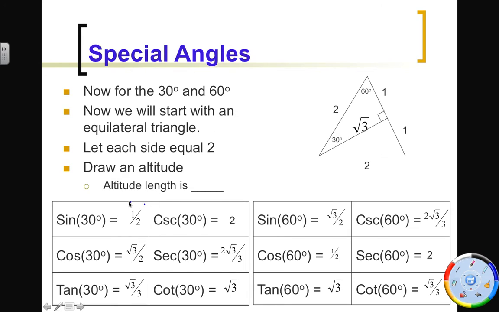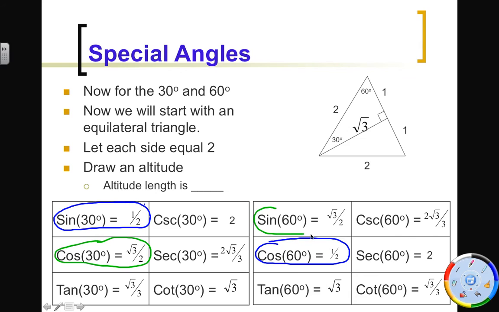Notice that the sine of 30 degrees is equal to the cosine of 60 degrees. Well, that's pretty interesting. And then what you notice also is the cosine of 30 is equal to the sine of 60. It's also pretty interesting.